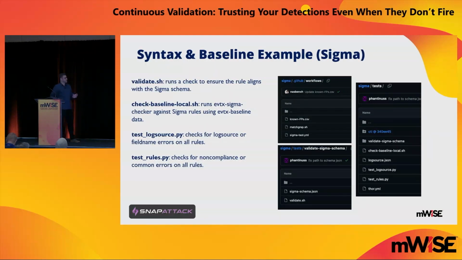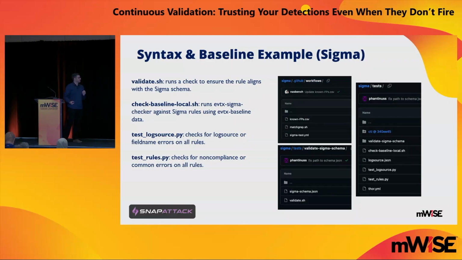So let's dive into a couple examples here. This is the Sigma repo. Again, Sigma is by Florian, Nas and all these really, really smart guys. And Thomas is the one I think who created it, but this is their repository and how they do their testing. Like I said, they have multiple scripts doing all sorts of different tests in here. So the validate script they're using to run, like I was talking about, checks the Sigma schema.